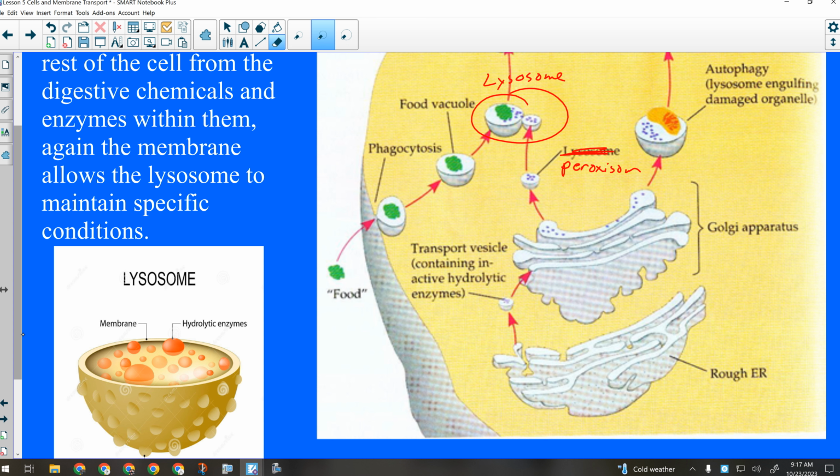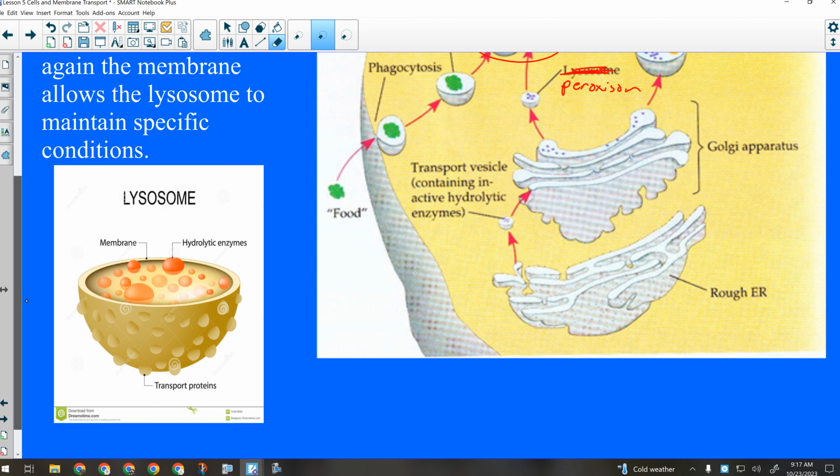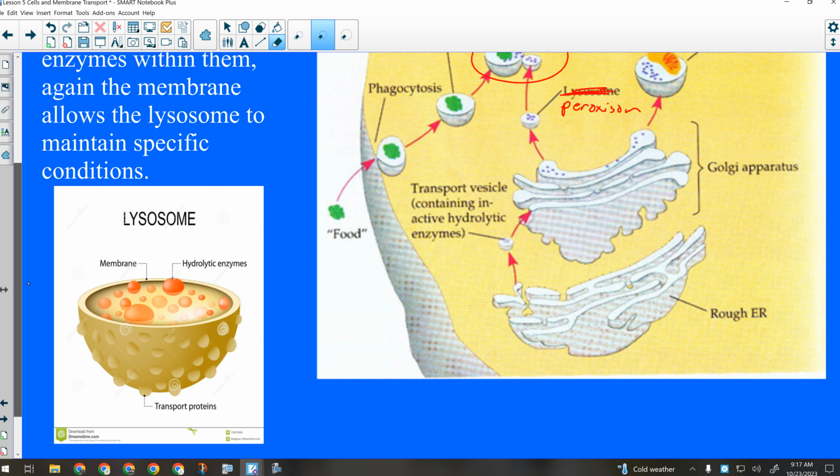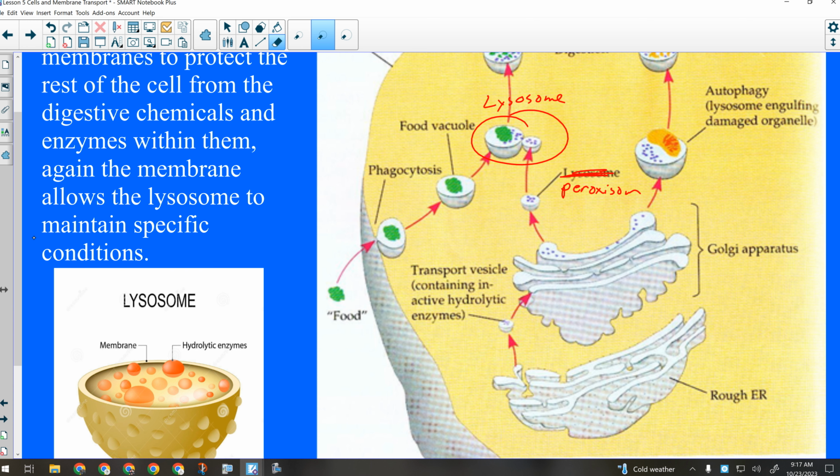Okay, so at a basic level, what does the lysosome do? Breaks down food. It can also be part of what's called autophagy. Autophagy is basically the cell being the ultimate recycler. If an organelle or something like that within the cell ceases to function properly, it will be digested and treated as food. So it will kind of cannibalize itself if something stops functioning properly.